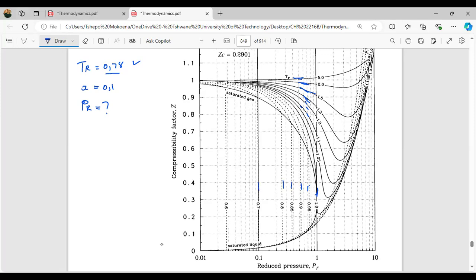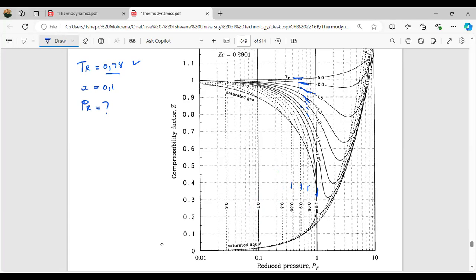So the number 0.78 is going to be within this range, between 0.7 and 0.8, because that will be our T reduced. So what are we going to do to get 0.78? At this point, to get our T reduced, we are going to approximate, by the way.